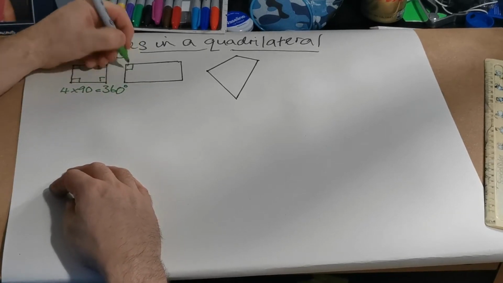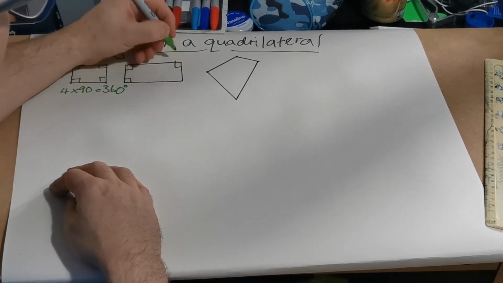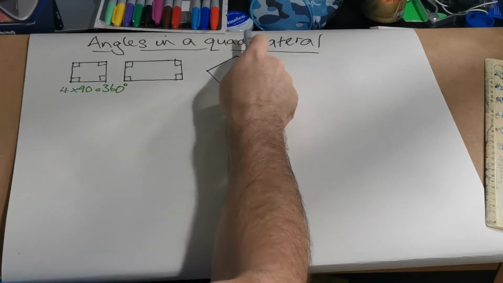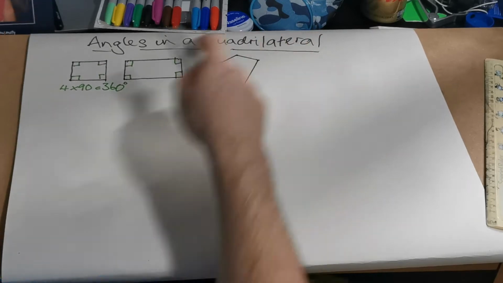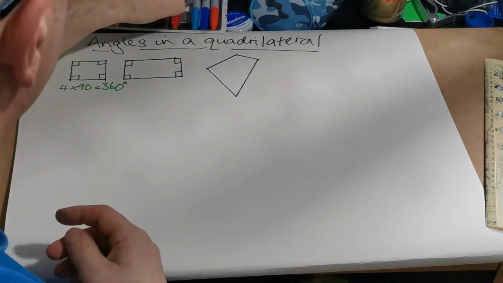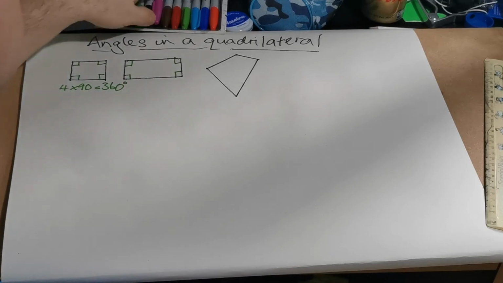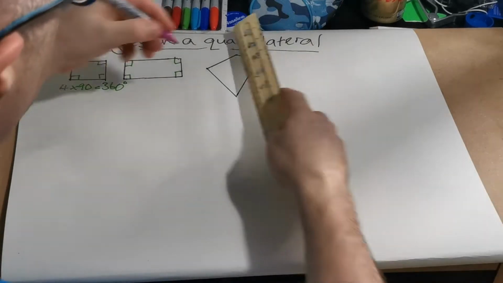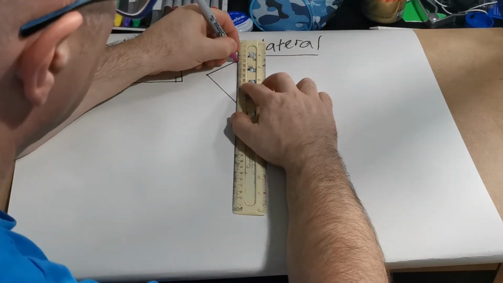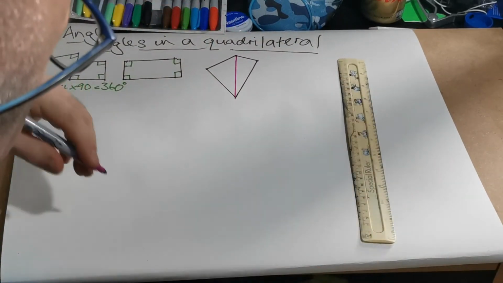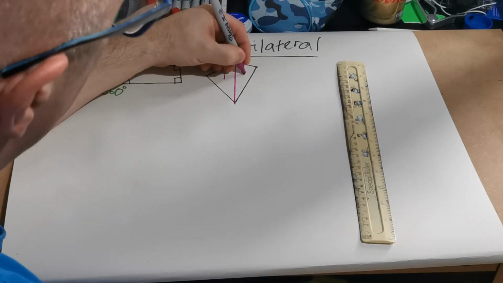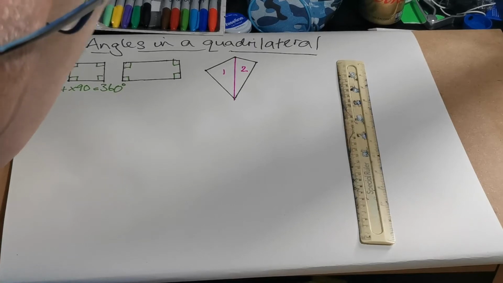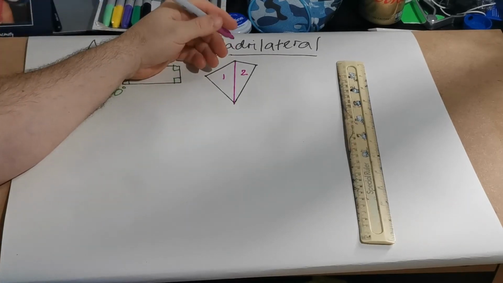And that would be very much the same within a rectangle. But can we assume that's true for all four-sided shapes? Quad meaning four and lateral meaning sides. Well, let's think about some earlier knowledge about triangles that we have. If I was to take this quadrilateral and divide it in half like that, you can see I've got two triangles. And in a triangle, we've got 180 degrees.